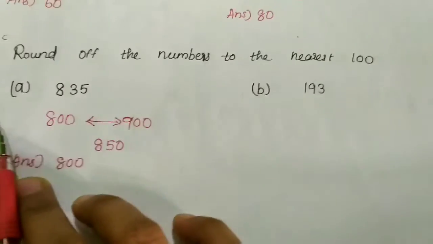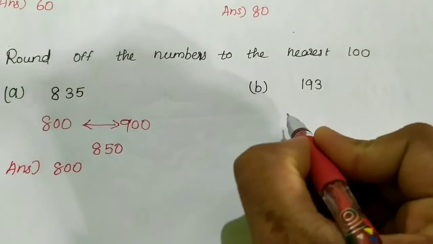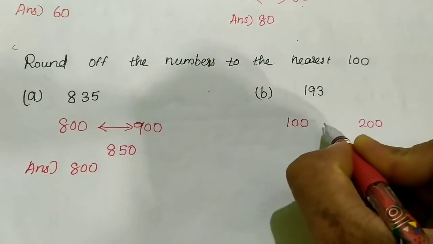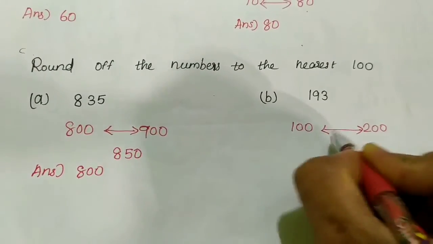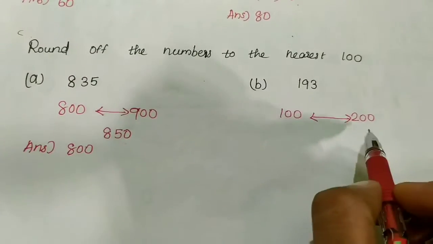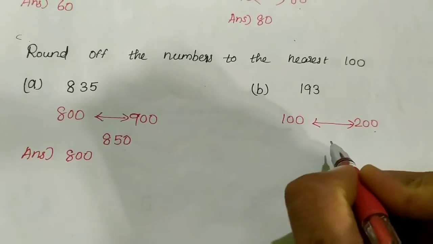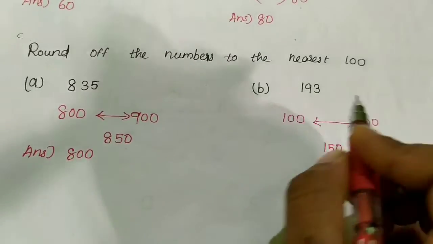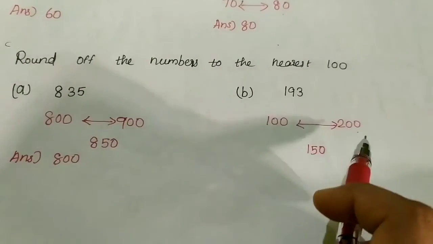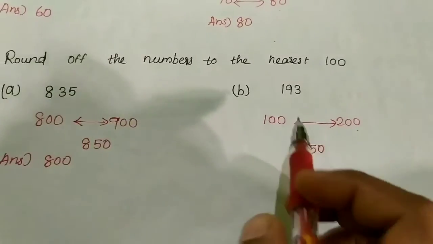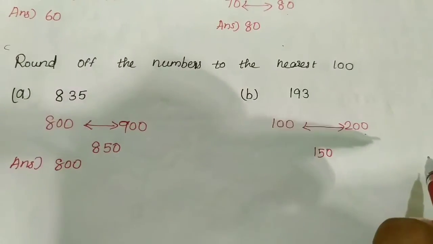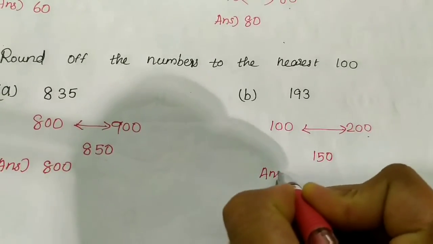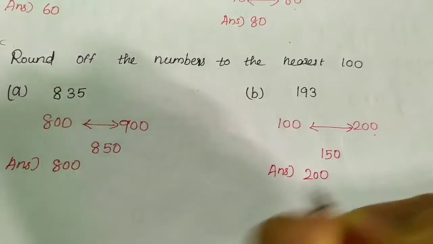Next one, 193. 193 is in between 100 and 200, and it is closer to 200 because the middle value in between 100 and 200 is 150. Then 193 is above 150. So it is closer to 200. Then the answer is 200. Okay.